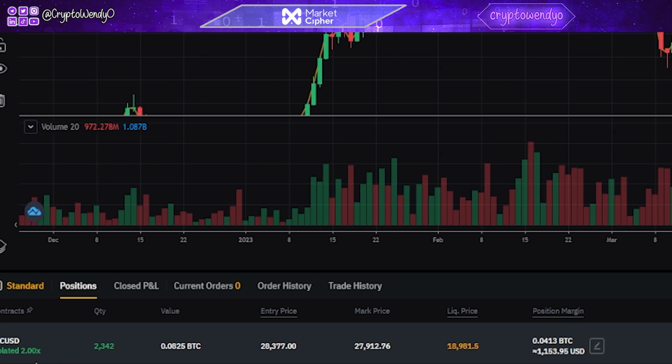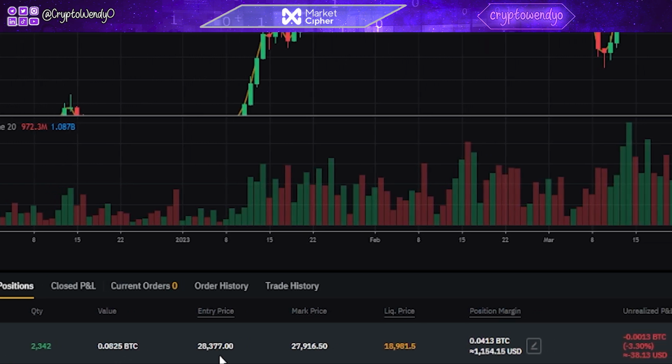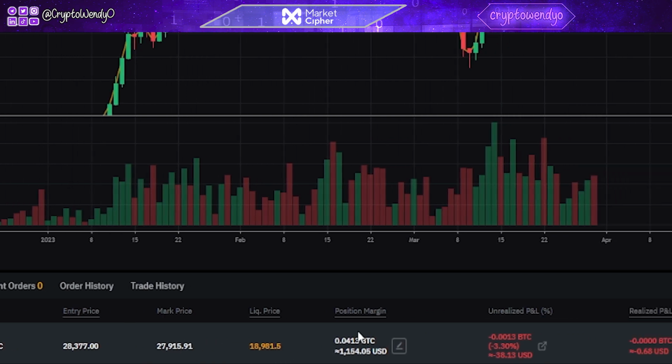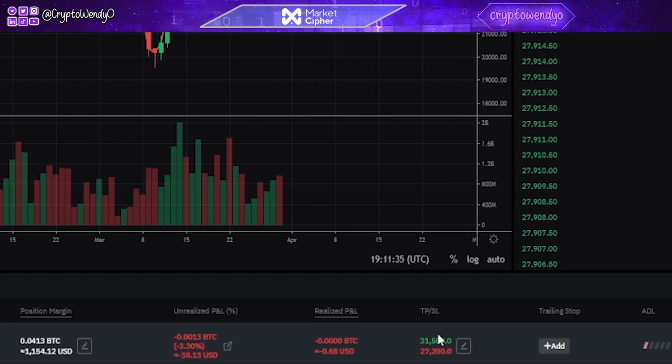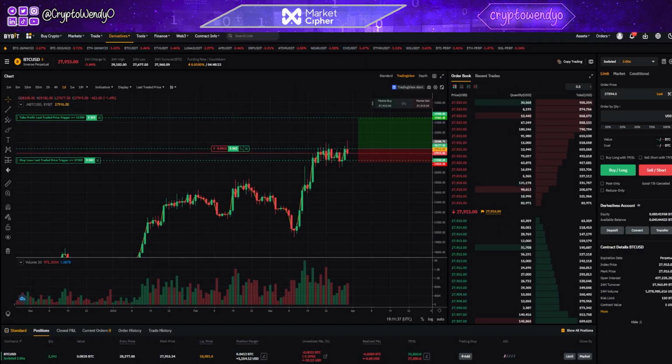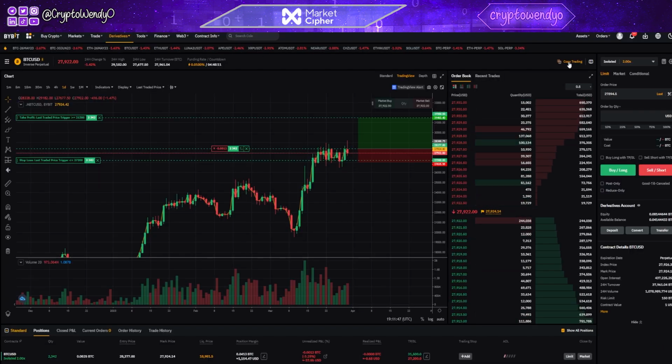So down at the bottom over here, it'll let you know what your position is. And as you can see, it gives you the quantity, the value, entry, mark price, liquidation price, position margin, unrealized P&L, etc. And of course, the take profit and stop loss. And again, this is a very, very tiny position because I don't like to trade with a big stack, especially when I'm being a little bit risky over here. Also, they've got the order book, recent trades, and they have the copy trading. I'm not a big fan of copy trading, but if you like to do it, you've done your due diligence, that's your business.